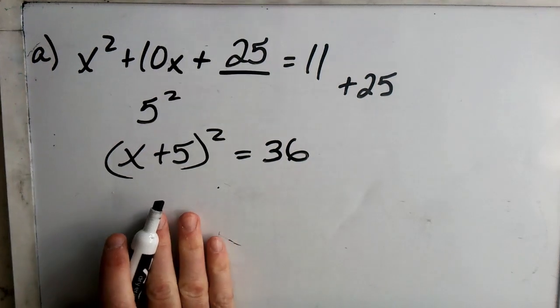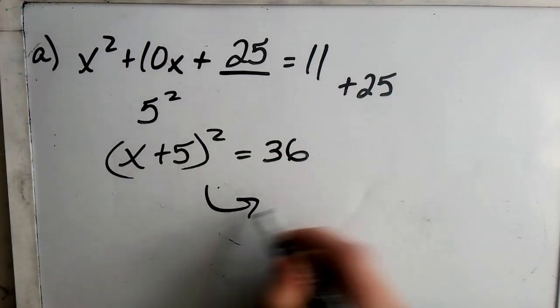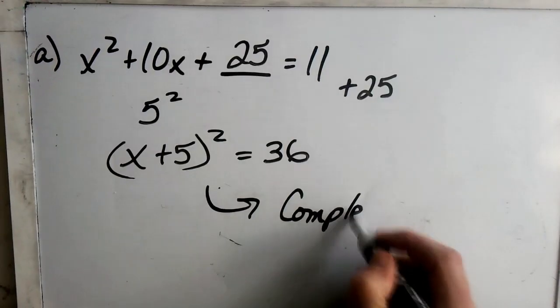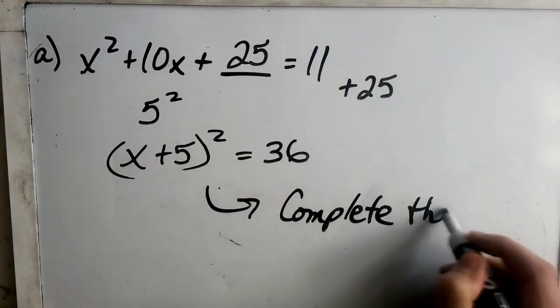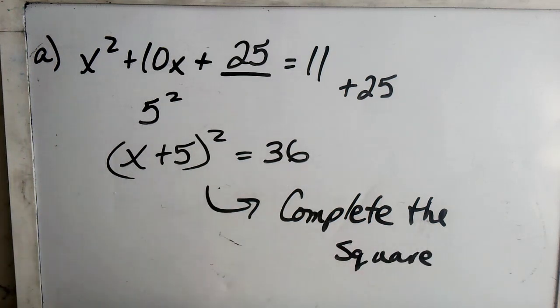This is what we started the chapter with. So this is completing the square. If it asks to solve it, then we have to keep going. We have to square root both sides, move the 5 over, find the actual answer. But so far, if they ask for complete the square, this is all we have to do.